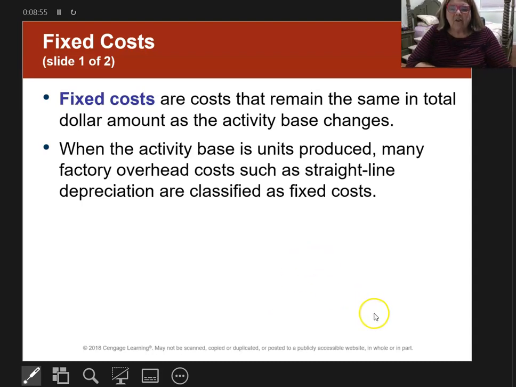Okay, so let's get started back to chapter 5 or 19, depending on which book. And now we're going to look at fixed costs. This is video number 2. So here's the concept of fixed costs.